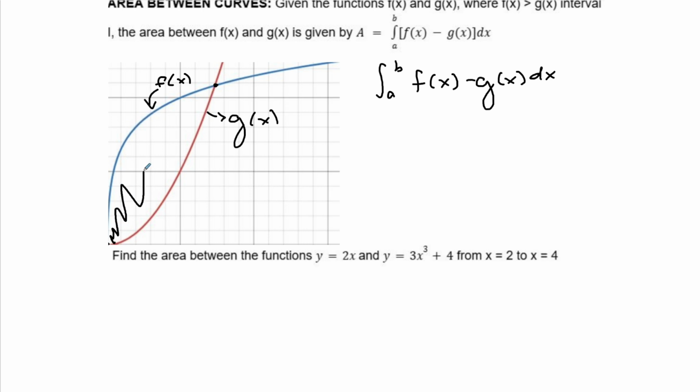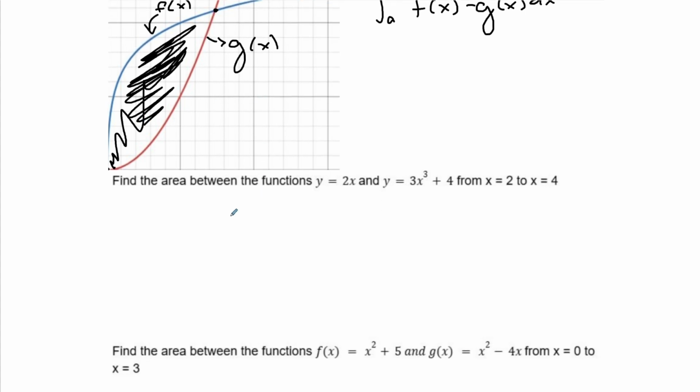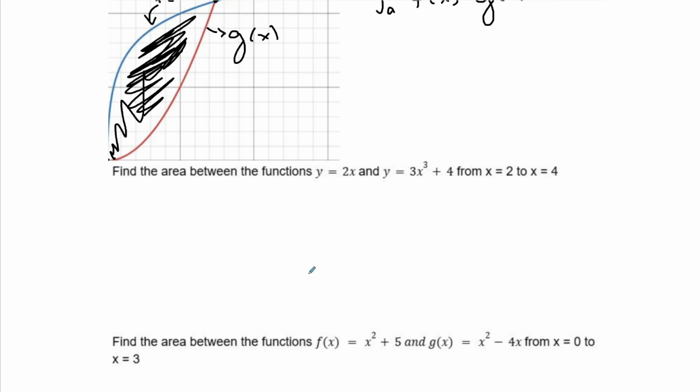Okay, and so here would be the type of question where they would ask, what is the area of the region enclosed by these graphs? But we could also just look at it as two graphs. So here we're asked to find the area between the functions y equals 2x and y equals 3x cubed plus 4 from x equals 2 to x equals 4. And let me actually change this to a 2. It's going to make the integration a little bit easier if I'm looking forward, right?